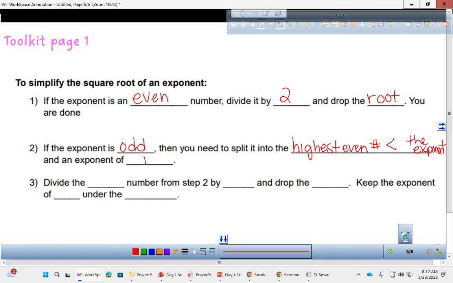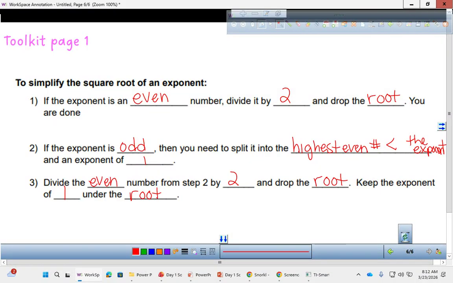Hopefully, once you see an example, it will refresh your memory. It might not mean much in words here. Divide the even number from step 2 by 2 and drop the root. Keep the exponent of 1 under the root.